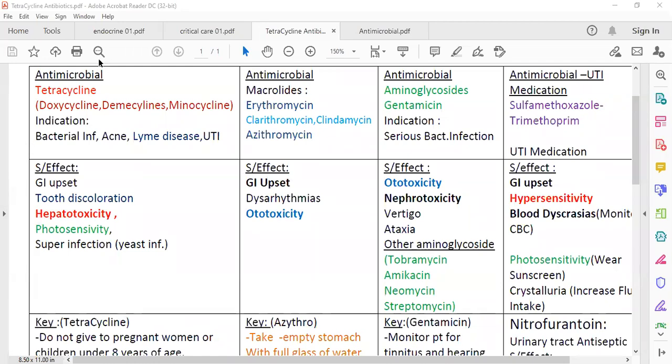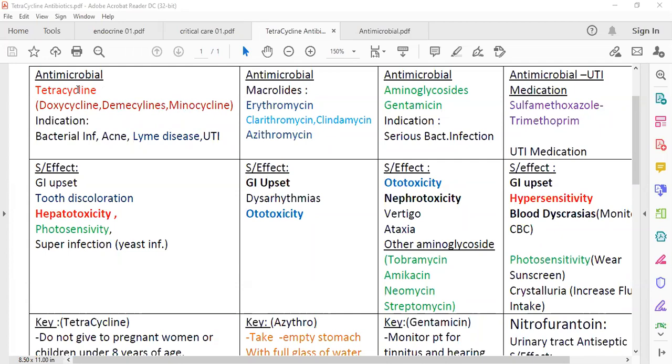Like here, all are antimicrobials, but different types. Different antibiotics have different indications. In the first group, the antimicrobial is tetracycline. So tetracycline is a common name. What are the examples in this group? Examples are doxycycline, demeclocycline, minocycline. All of them together are called tetracyclines, right?